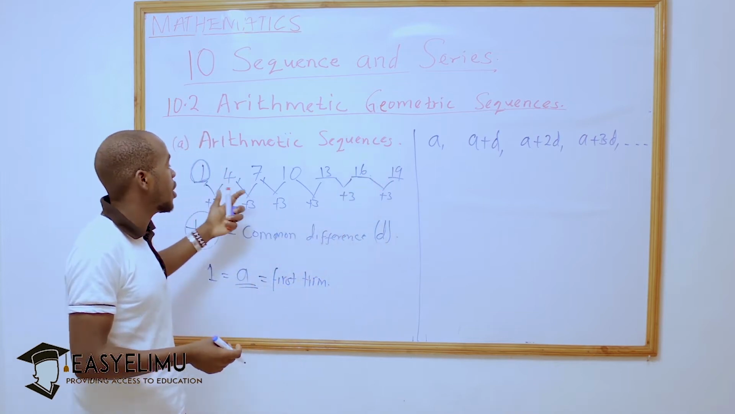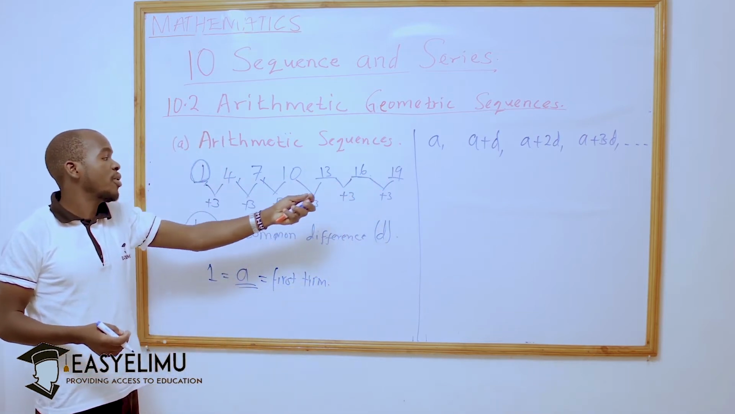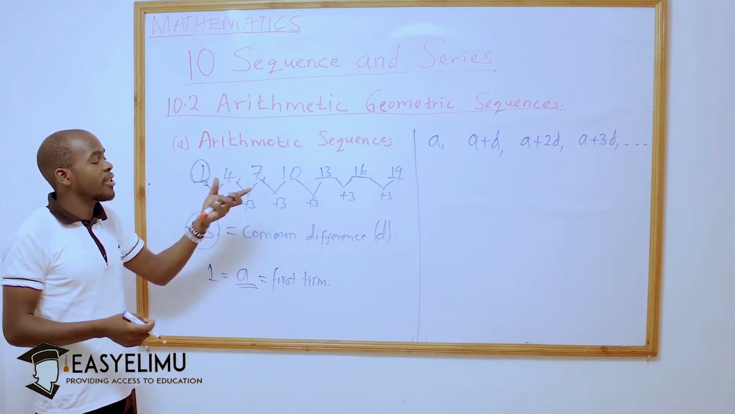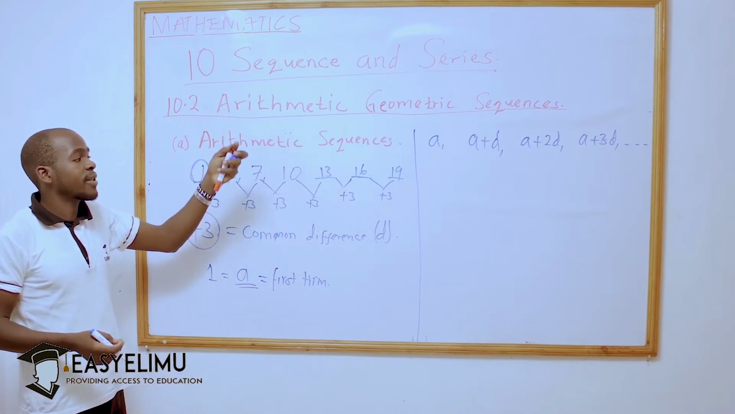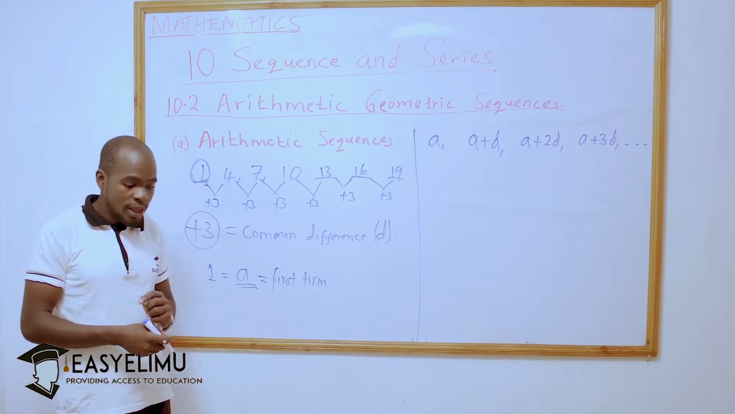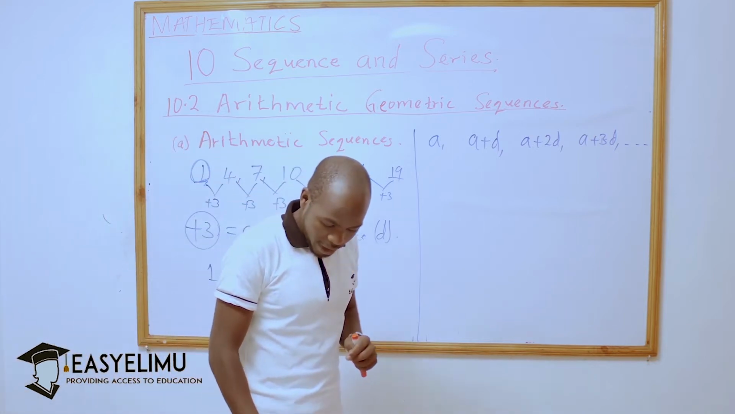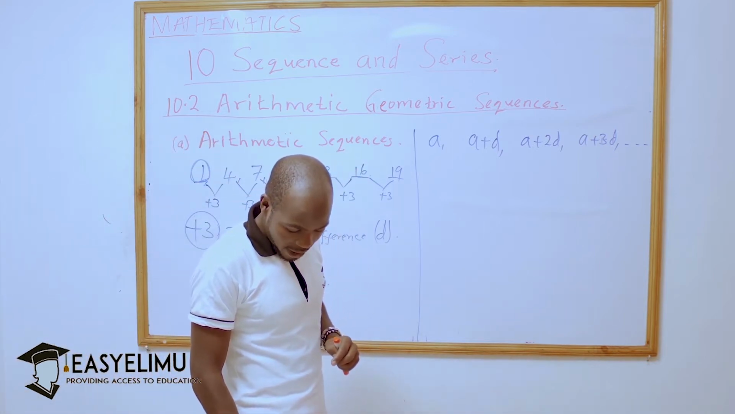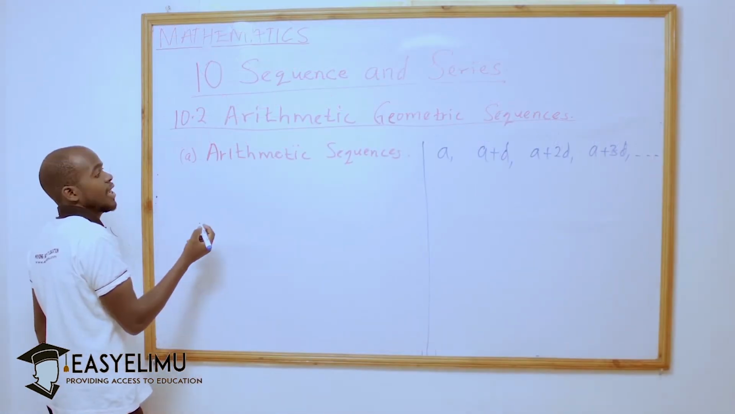But for this one, we have found the general formula, which is taking the first term, A, plus the common difference, where the common difference is 3. So that is what we have found, and we can use it to find others. Now let's see an example.